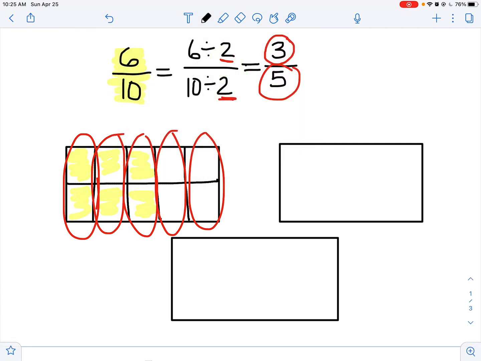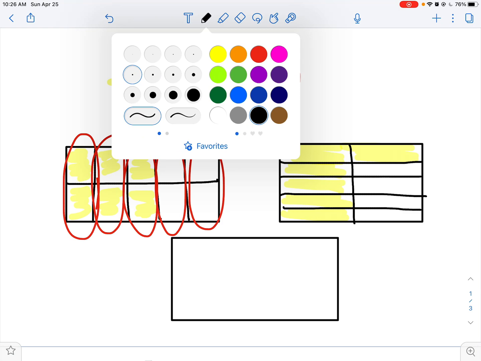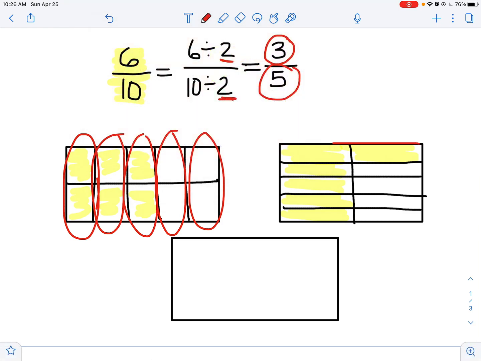Maybe you think, I'm going to go 5 rows and 2 columns. I still have tenths. I can still shade 1, 2, 3, 4, 5, 6 of my tenths. And now I'm just looking for groups of 2, right? Because it says divide into groups of 2.